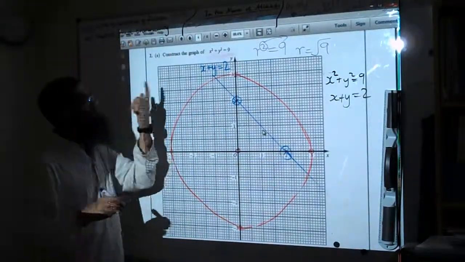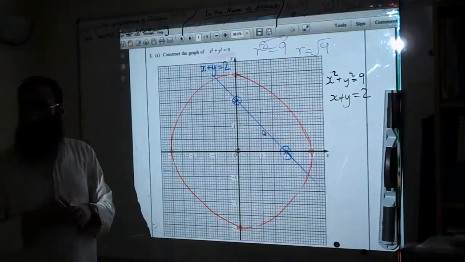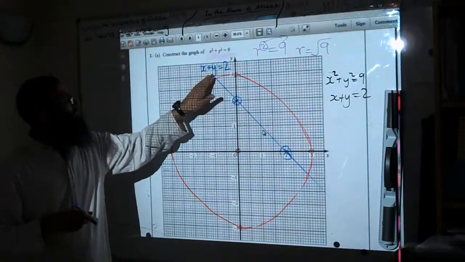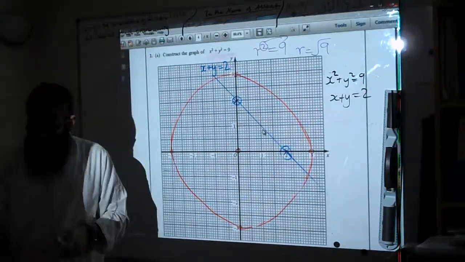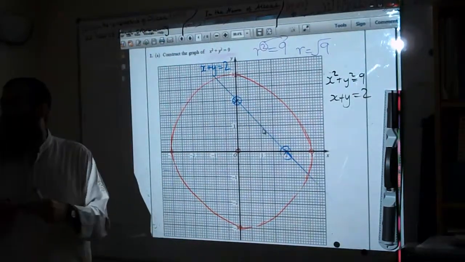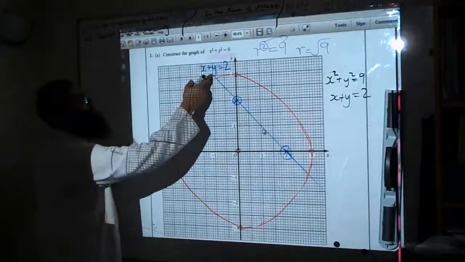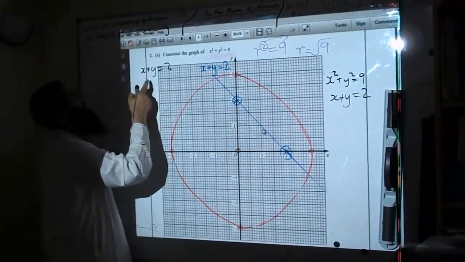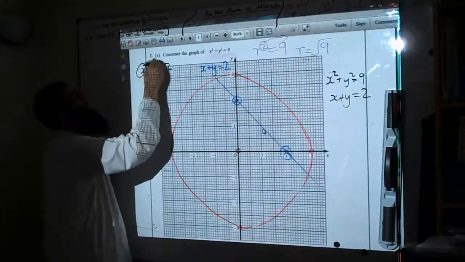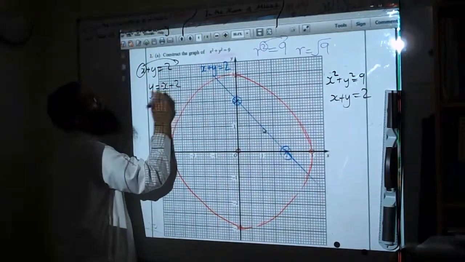That's a special family of equations where x plus y is equal to 2. For those of you who haven't seen this equation before, it is just a variation of your y equals mx plus c. I'll show you what it looks like. So x plus y is equal to 2. If I want to make y the subject, the opposite of add x is subtract x.